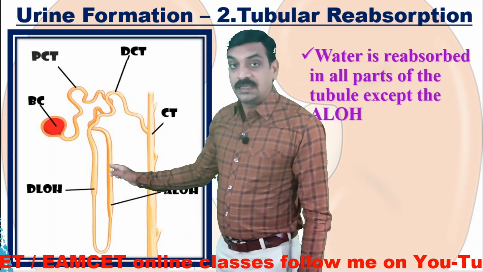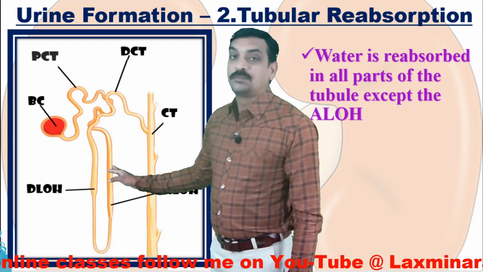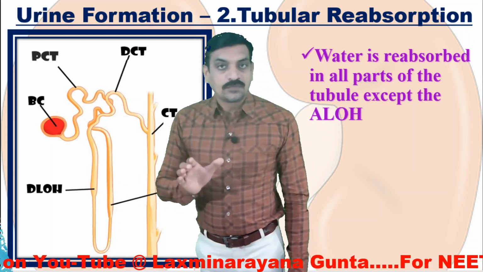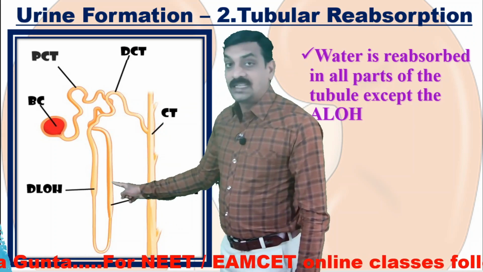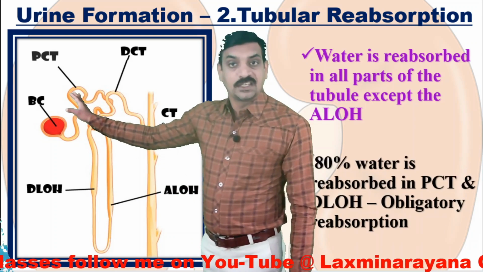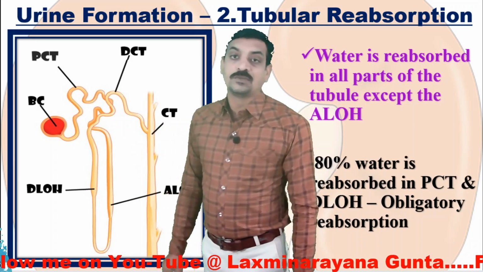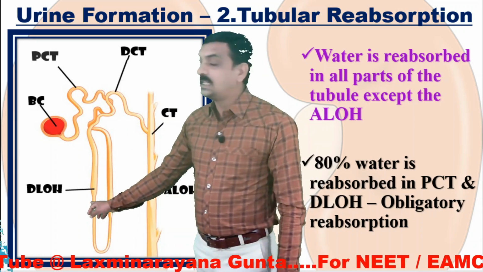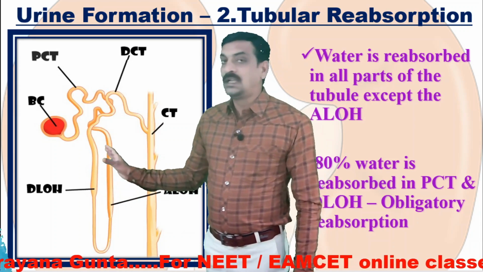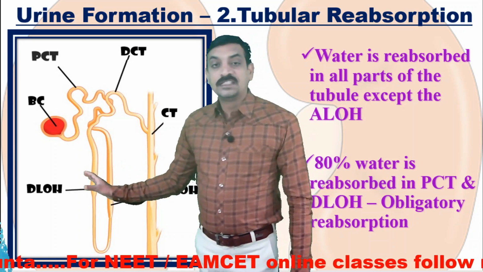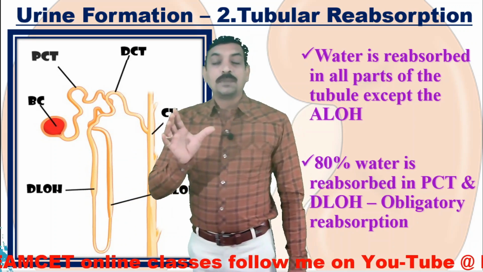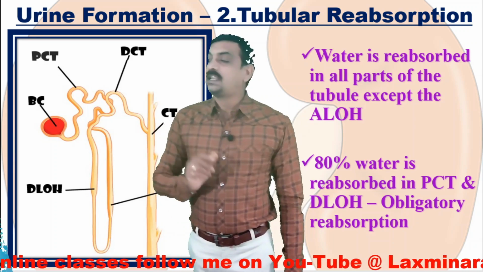Water is reabsorbed in all the parts of the tubule except the ascending limb of Henle's loop. Most of the water, that is 80% of the water, is reabsorbed in the proximal convoluted tubule and the descending limb of Henle's loop. This method of reabsorption is called obligatory reabsorption.